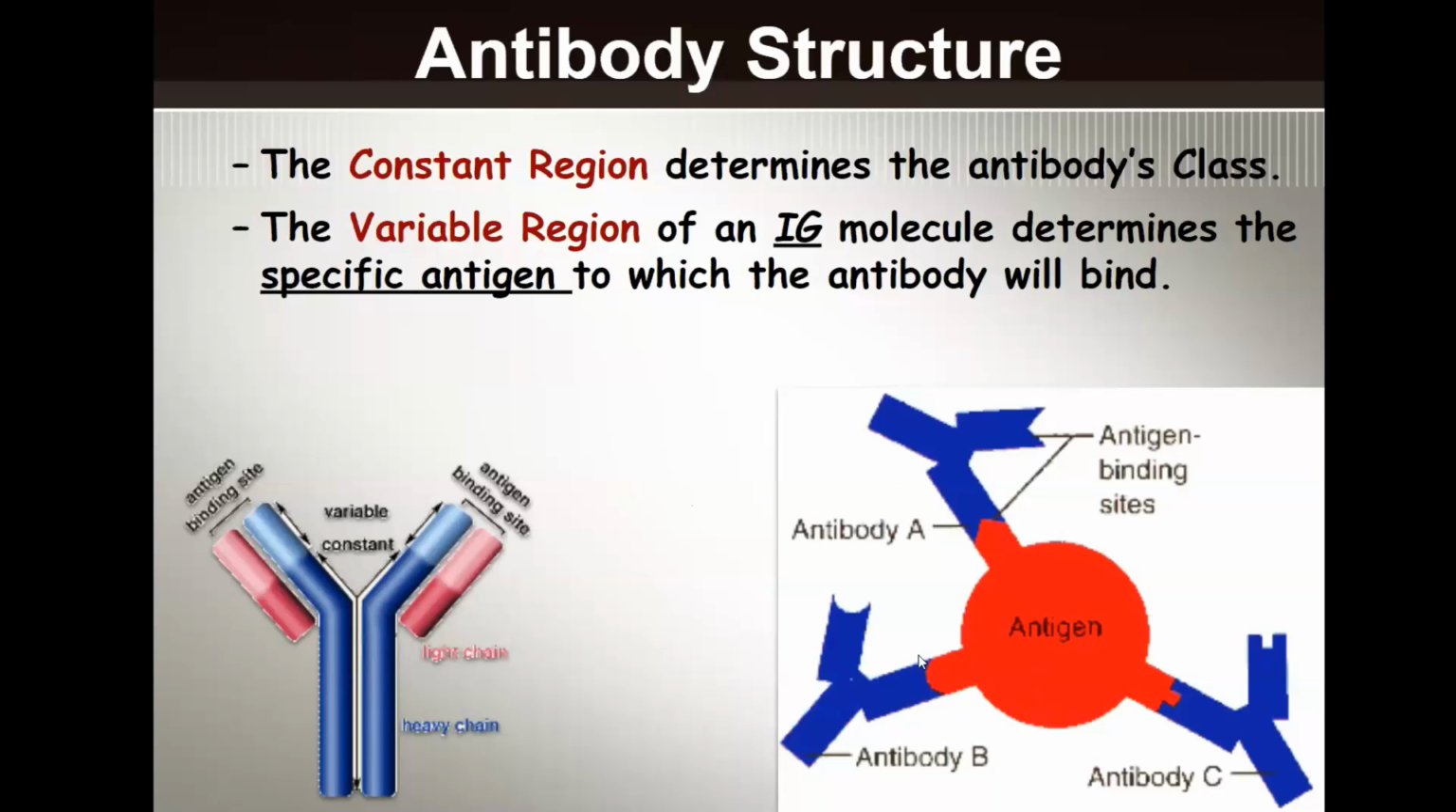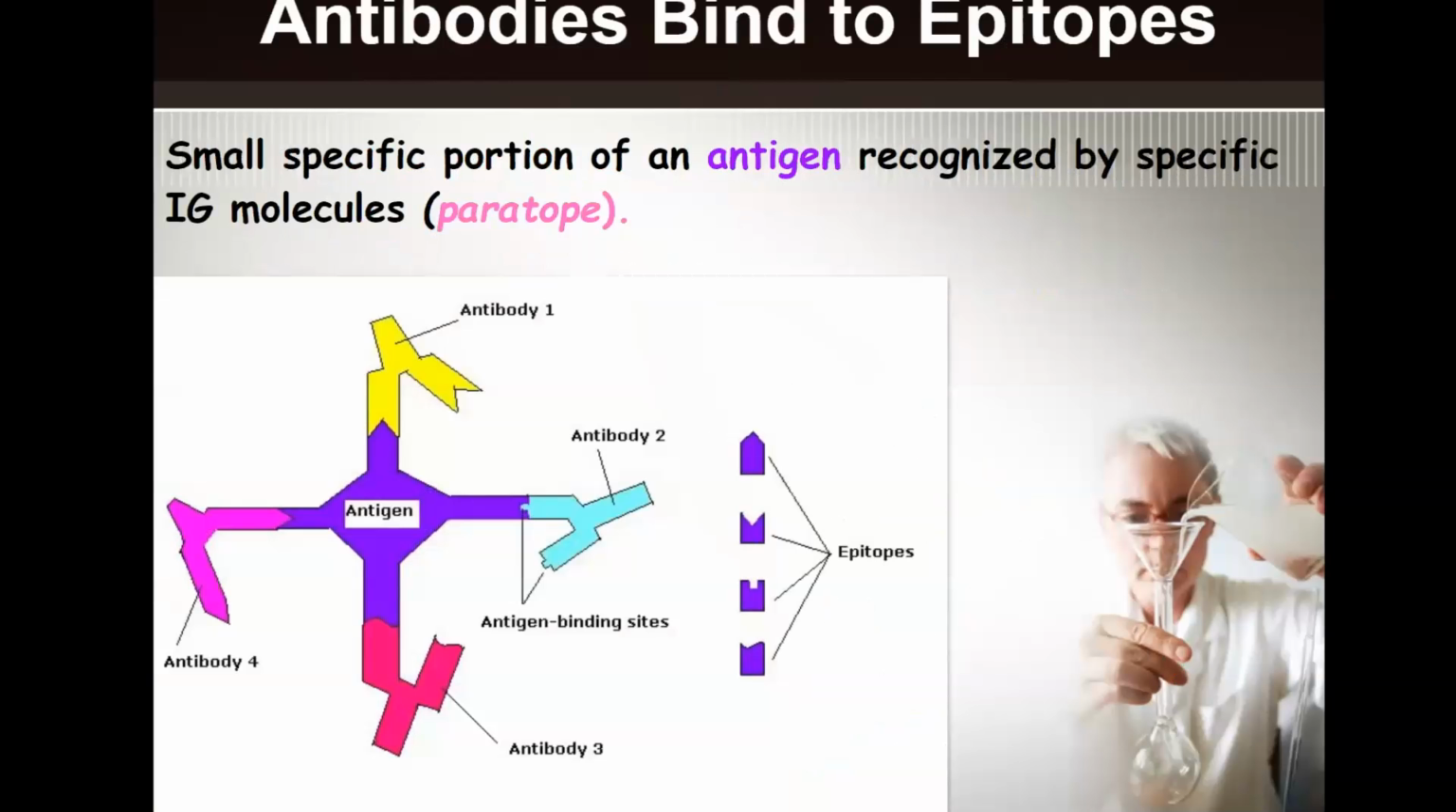The variable region, see how this has different shapes? Puzzle piece, oval, V. Those different shapes are called the paratope. So the paratope on the antibody fits an epitope on an antigen. So notice this antigen has several shapes. The antibody has to have the same shape to fit it. So para, around, the paratope fits around the epitope. Here's the epitopes, the different shapes on the antigen.